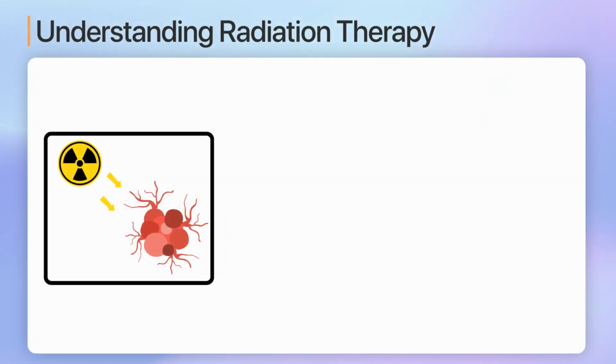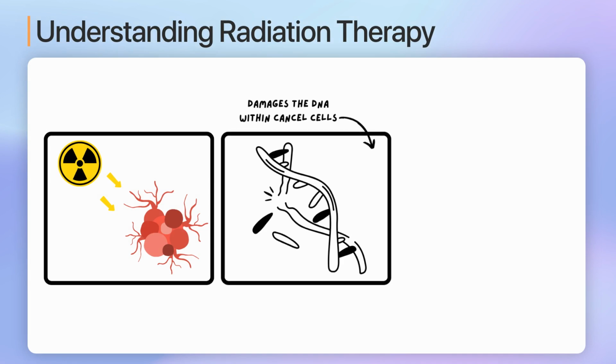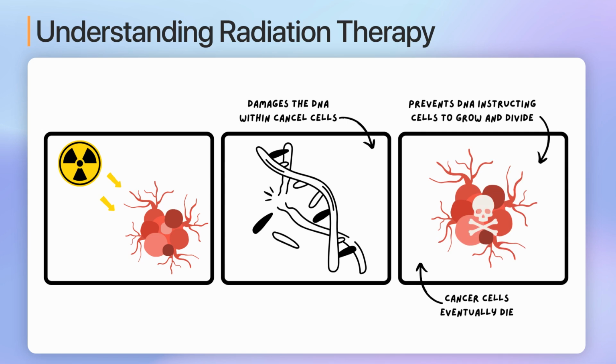The primary mechanism through which radiation therapy works is by damaging the DNA within cancer cells. DNA is the molecule that contains the instructions for cell growth and division. When radiation damages the DNA inside cancer cells, it disrupts these instructions, preventing the cells from growing and dividing. Without the ability to divide and grow, the cancer cells eventually die.